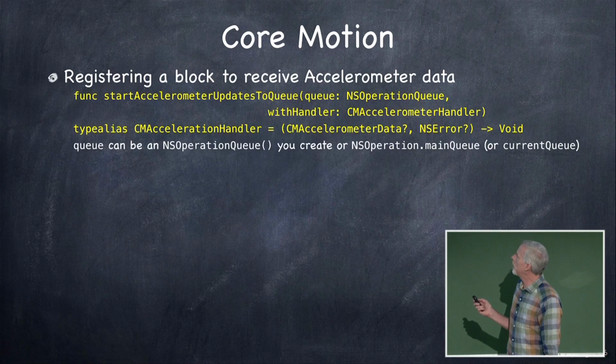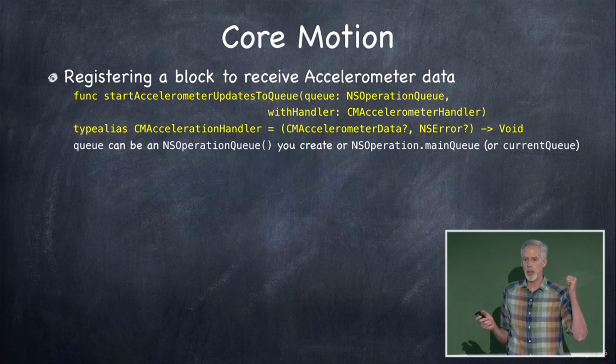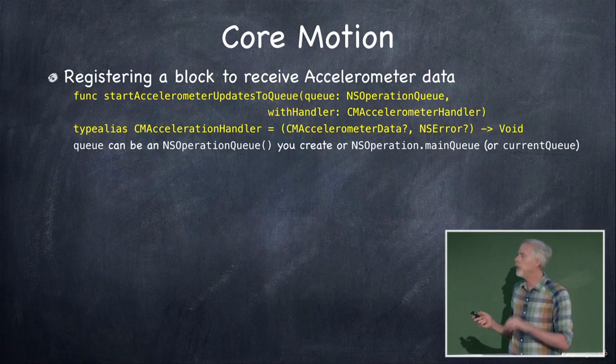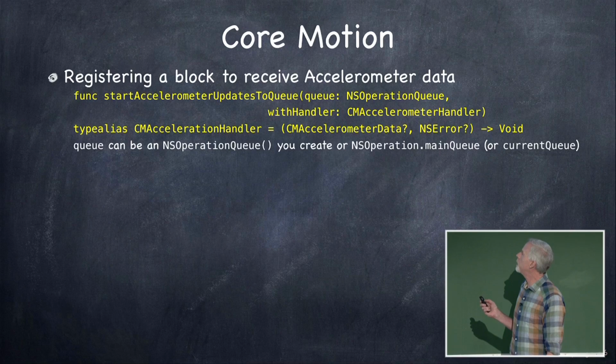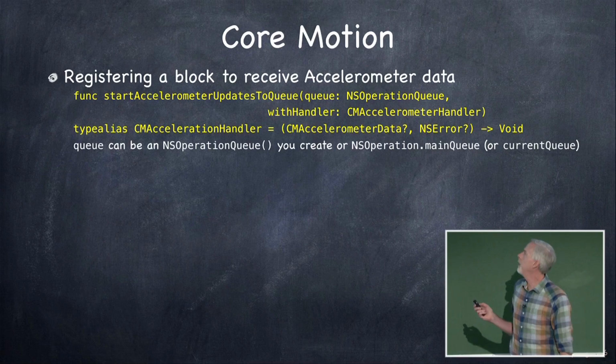Then you give it a handler. This is just a block, a closure. You can see that closure has 2 arguments. One is that same CM accelerometer data we saw before, the X, Y, and Z in G. And also an error, possibly. These are optionals. Probably if one's nil, the other one's not, and vice versa. So this is just a closure.